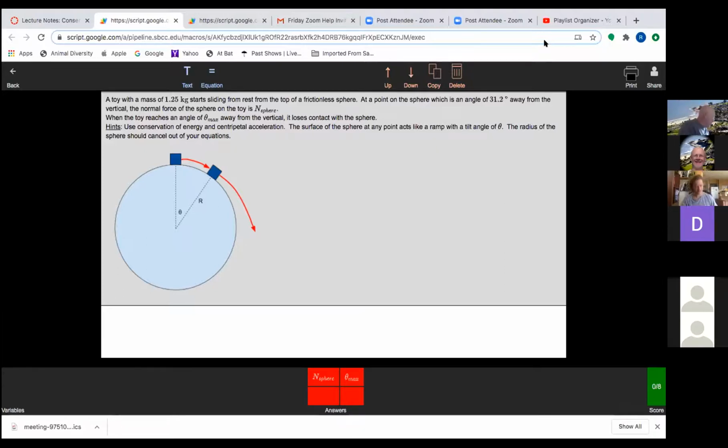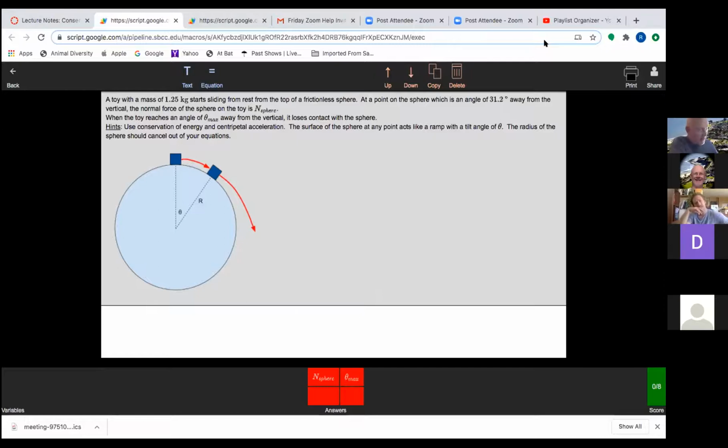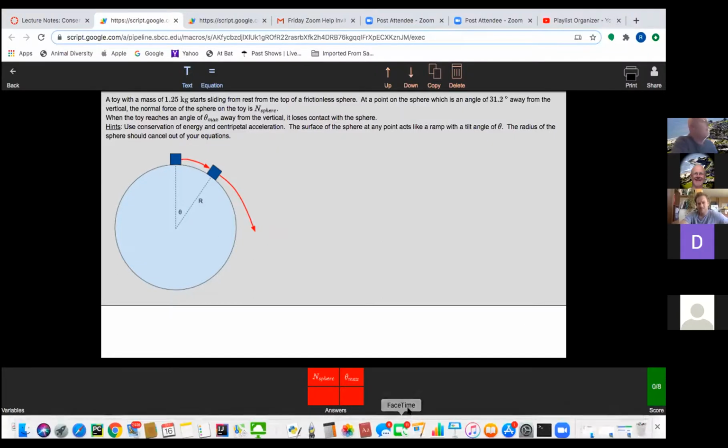Good. So this is a circular one down a hill. Let me just read it here. A toy with a mass of 1.25 kilograms slides from rest. Okay, that's going to be important. Initial speed is 0. Slides from rest on the top of a frictionless sphere. Okay, that's important. Remember, we talked about the heat. I'm going to write down in my notes: heat equals 0.